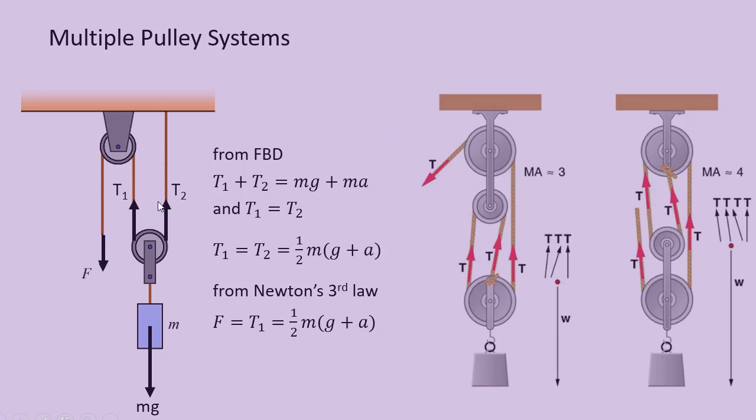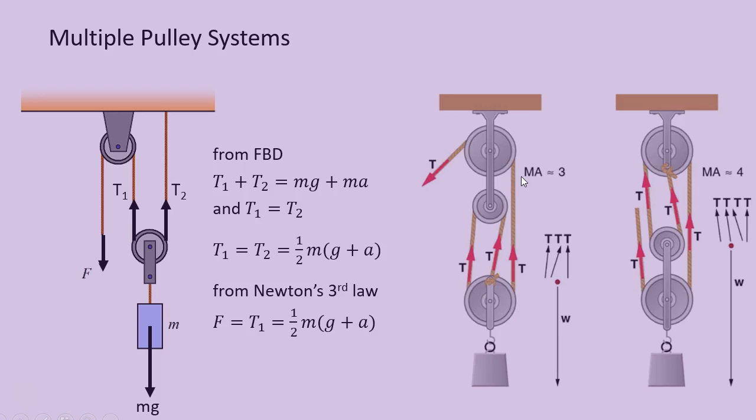The other thing it can do, as we saw in this system, is it can reduce the amount of force needed to lift an object. We can achieve even greater reductions in force if we use even more pulleys. In these two systems, we're using a total of 3 pulleys.